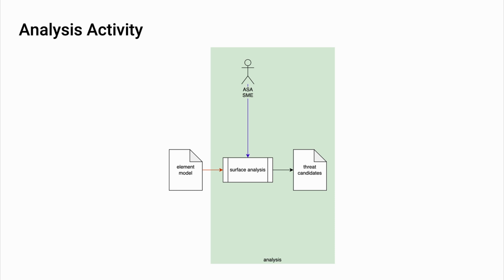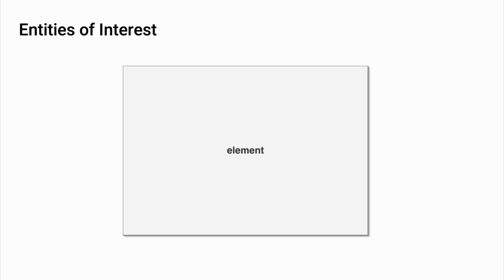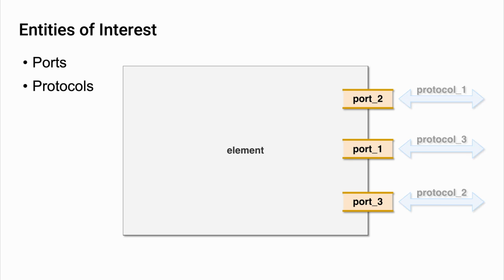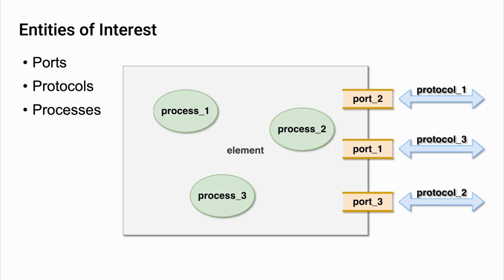Within the analysis activity, the ASA SME takes the instrumented element model and performs an attack surface analysis, generating a list of threat candidates. To review, when we're performing an attack surface analysis, we're constraining ourselves to a particular element, which is an arbitrary subdivision of the system. Within that context, we're thinking about three distinct types of entities. And these are ports, protocols, and processes. And that's it. That's all we need when we're dealing with an attack surface analysis.